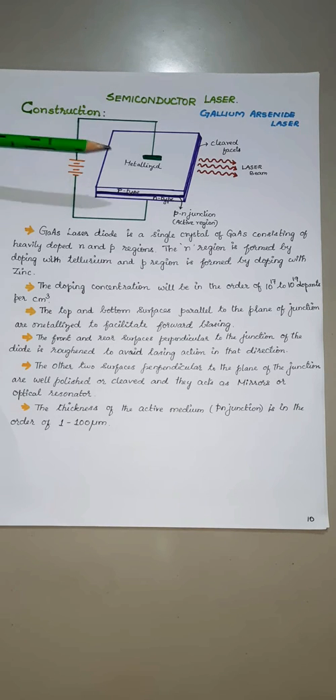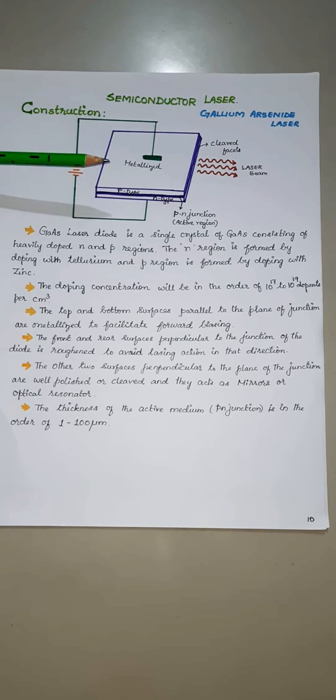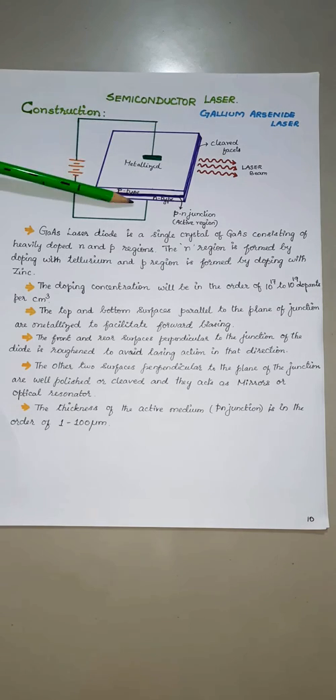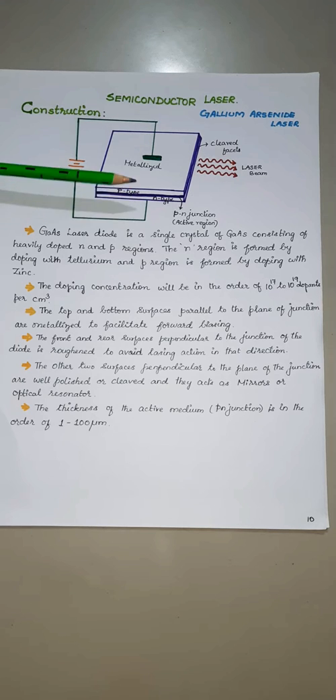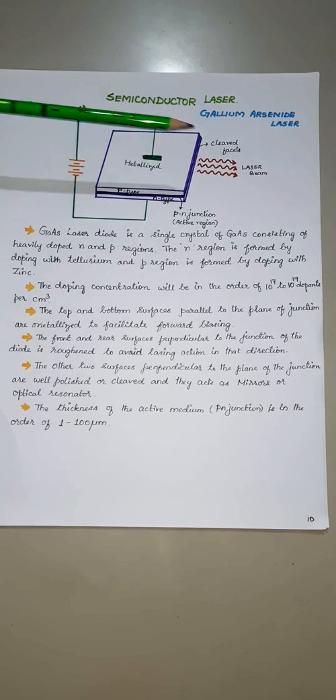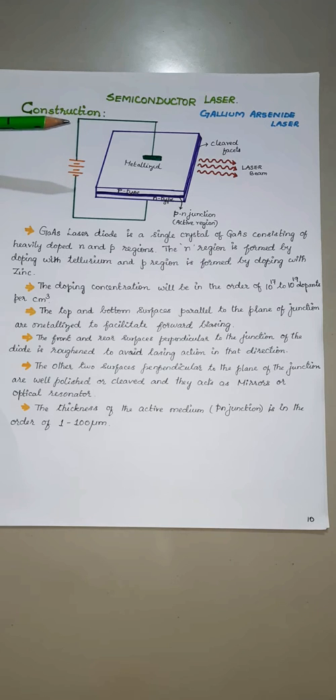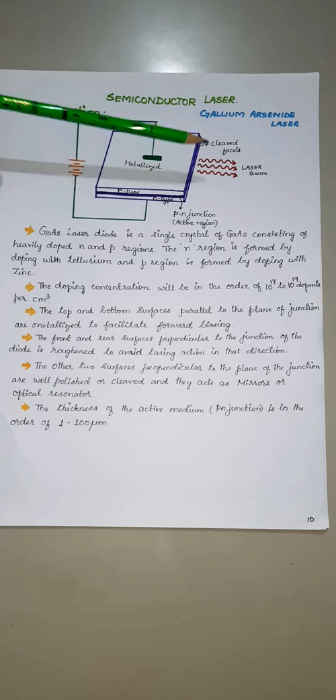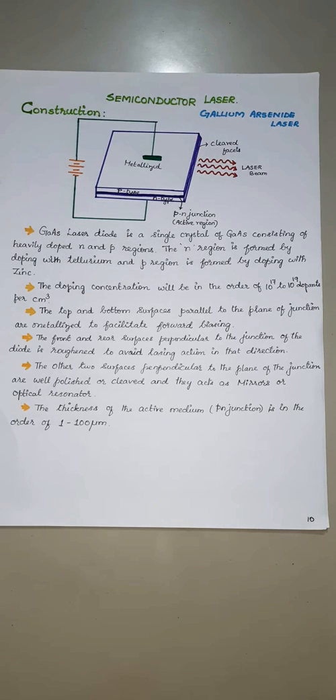The top and bottom surfaces of the diode are well metallized to facilitate the biasing condition. The front and back surfaces, which are perpendicular to the junction of the diode, are roughened to avoid the lasing action in that direction. The other two surfaces are well polished, and they act as an optical resonator, through which the laser beam comes out.